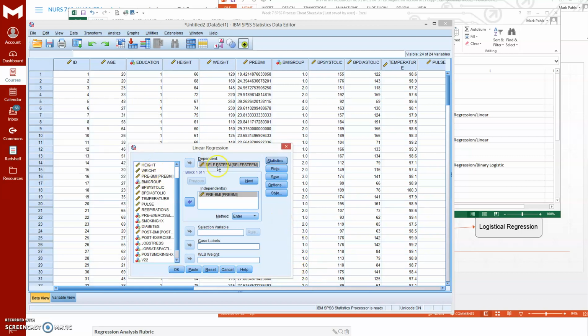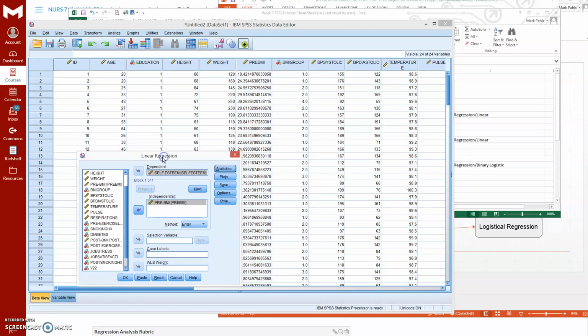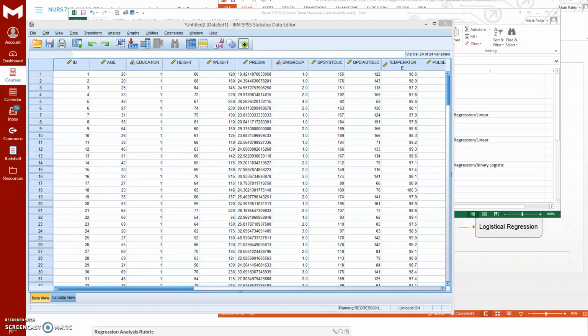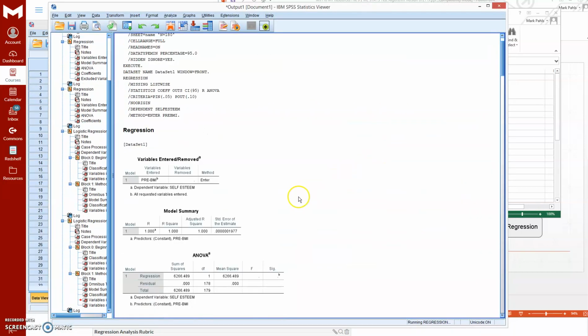So run this process, hit your OK, and then what you'll need when you report is the model amount. Why don't we go ahead and run this one? What you'll end up with is something like this.